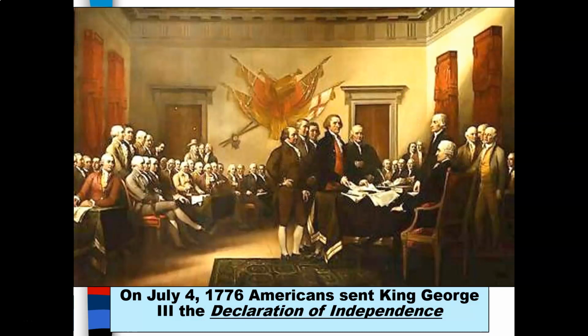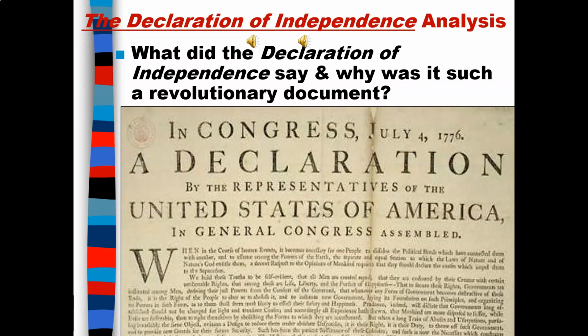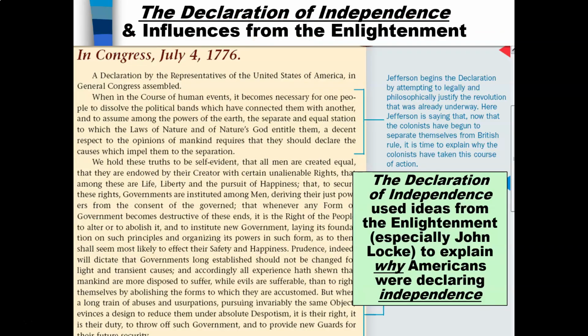On July 4th, 1776, Americans sent King George III the Declaration of Independence. And now we have here the Declaration of Independence analysis. What did the Declaration of Independence say, and why was it such a revolutionary document? And here we have the Declaration of Independence and the influences from the Enlightenment. If you need to pause this video in order to read this Declaration of Independence, please do so.